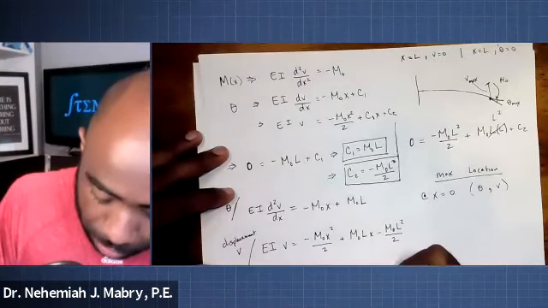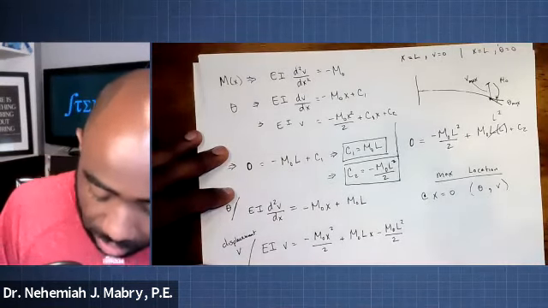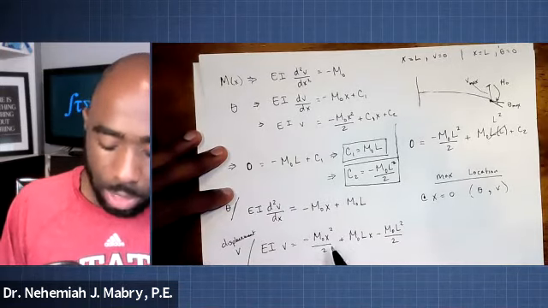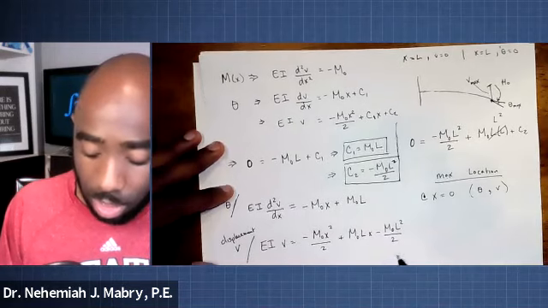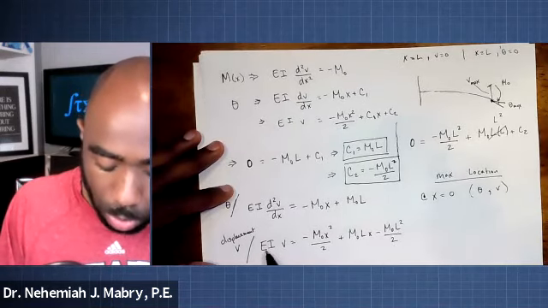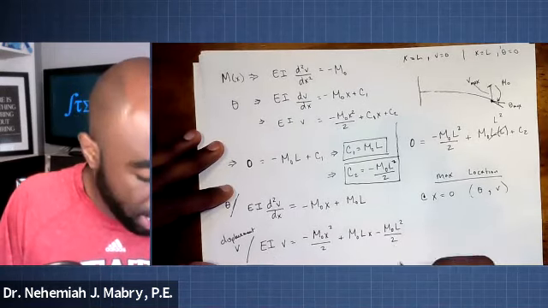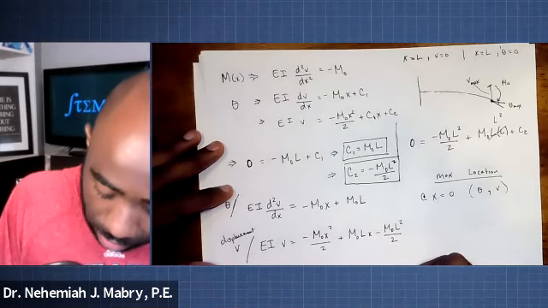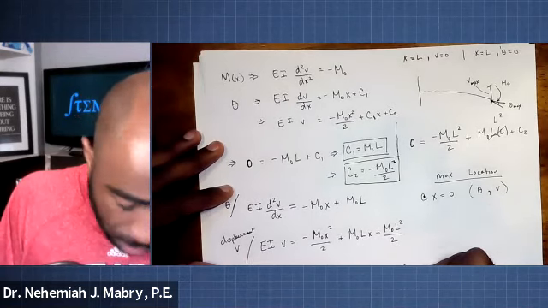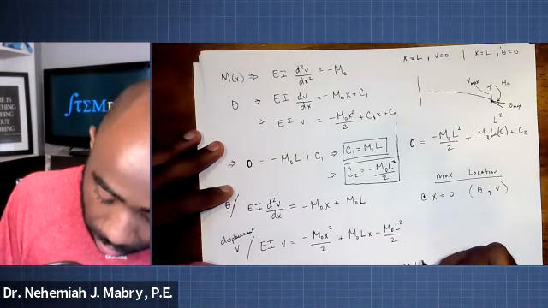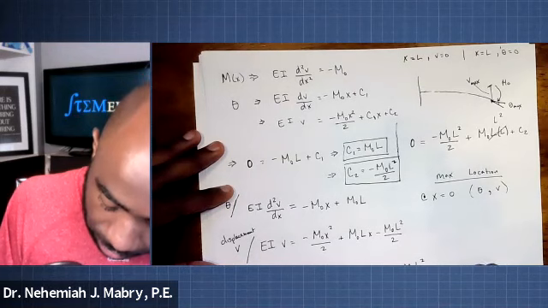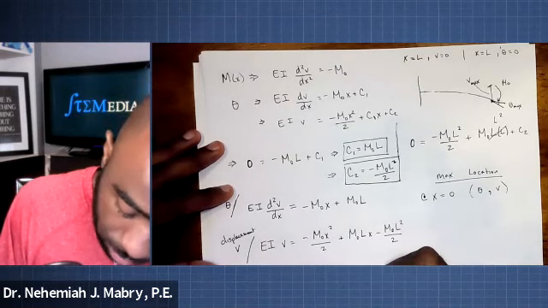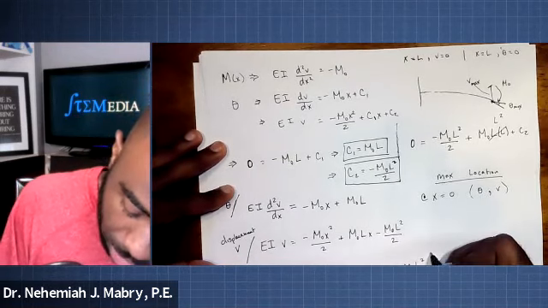Now the maximum displacement or deflection, however we want to call it, we plug in 0 here, that term is gone. Plug in 0 here, that term is gone. So now we're dealing with just this term, and we're going to divide EI by both sides. What that will give us is negative m sub naught L squared over 2 EI. That, my friends, is our maximum displacement.